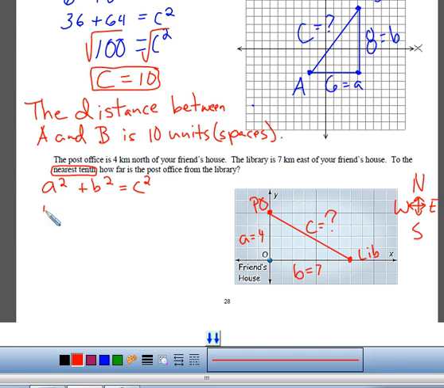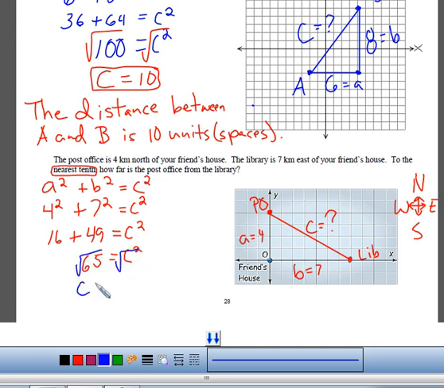4 squared plus 7 squared equals C squared. 16 plus 49 equals C squared. So that's 65 equals C squared. So to find C, I'm going to take the square root. C is equal to 8.06225 dot dot dot. So since I have to round my final answer, I'm going to say about 8.1 kilometers.